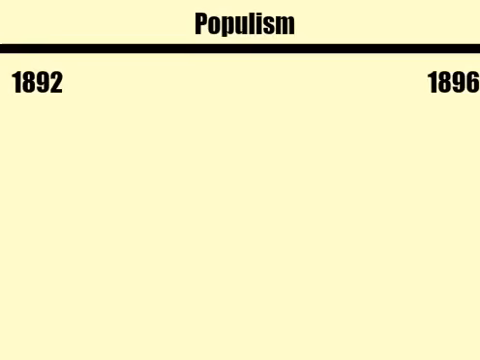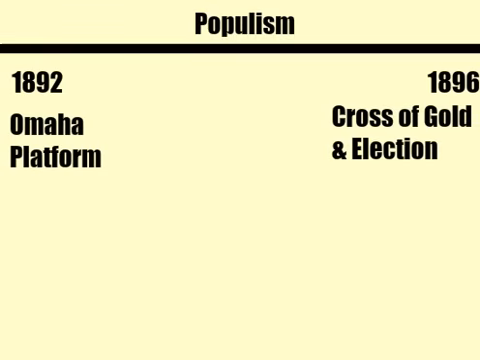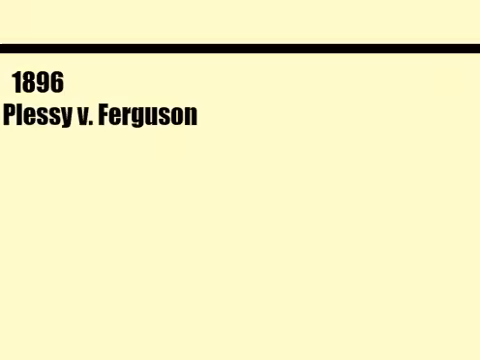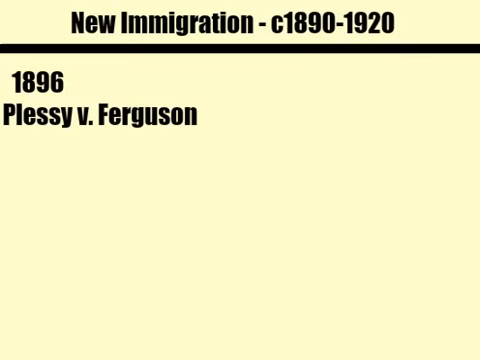From 1892 to 1896, it's Populism. 1892 is the Omaha Platform, and in 1896, William Jennings Bryan loses the election after the Cross of Gold speech. That same year, in 1896, it's Plessy versus Ferguson. At the end of the Gilded Age, you have the new immigration, or the second great wave. Most of these immigrants came from Eastern and Southern Europe, from places such as Italy or Russia.